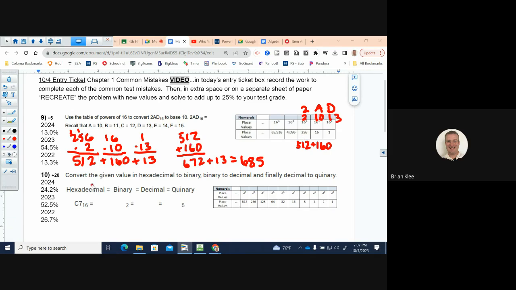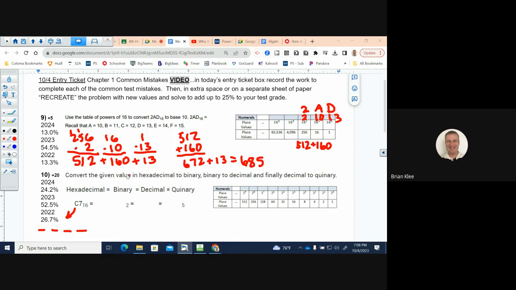Okay, number 10. You were asked to convert hexadecimal, which is base 16, to binary, which is base 2. I remind you right there. Binary to decimal, which is our common base 10. We don't normally show a little 10 by it, so that's why it's not shown. And then finally decimal into quinary, which is base 5. We've used the simple way that Mr. Khan showed us, that I reviewed extensively over and over and over again.